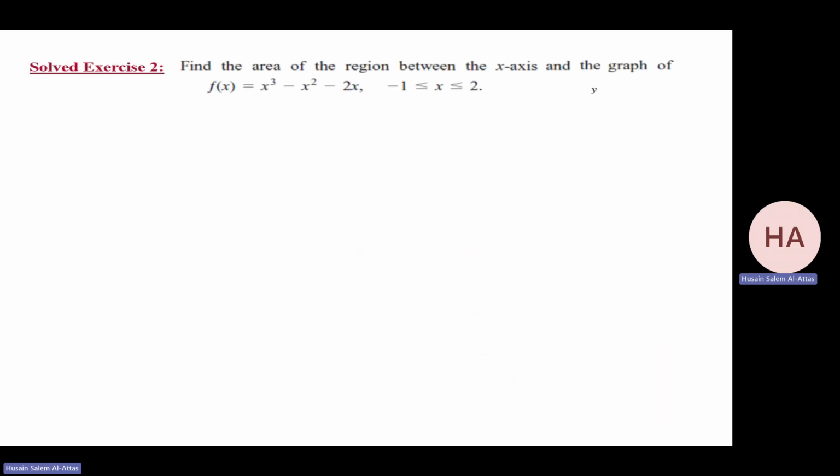Okay. Find the area of the region between the x-axis and the graph of this function. I need to be careful about the graph of this function. First, I notice the zeros of f of x. I can rewrite it so that I can factor the function x squared minus x minus 2, which is x minus 2 times x plus 1. Okay. So the function will do something like this.